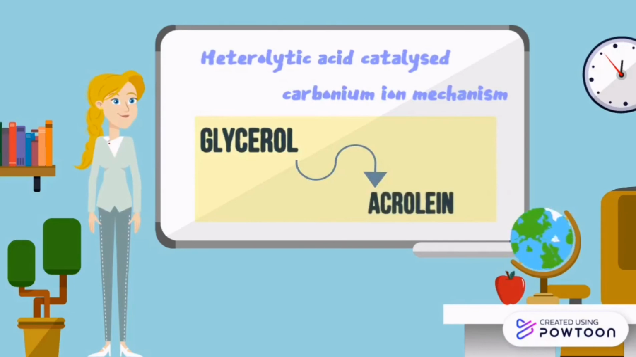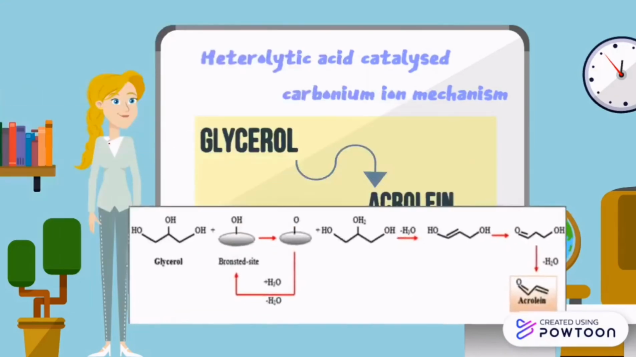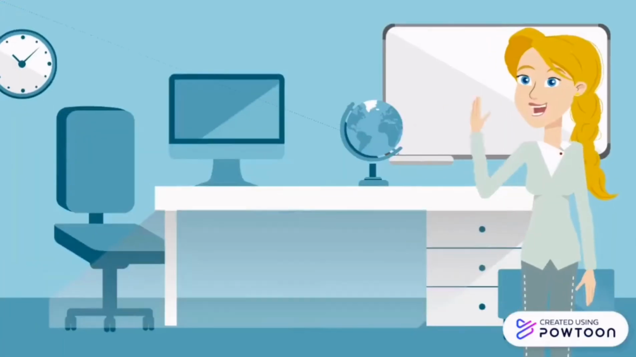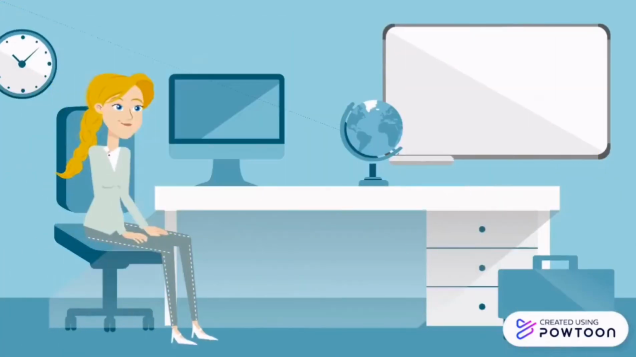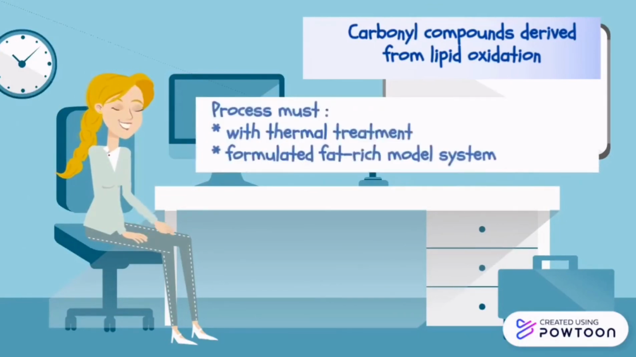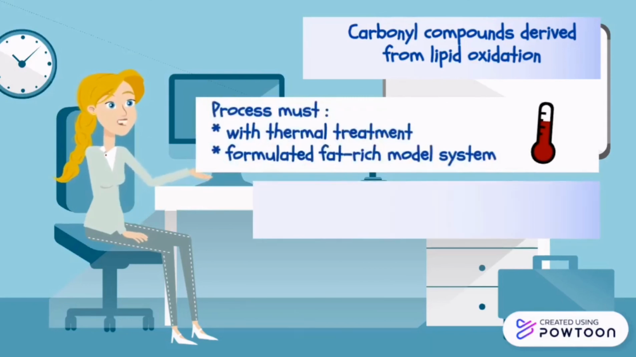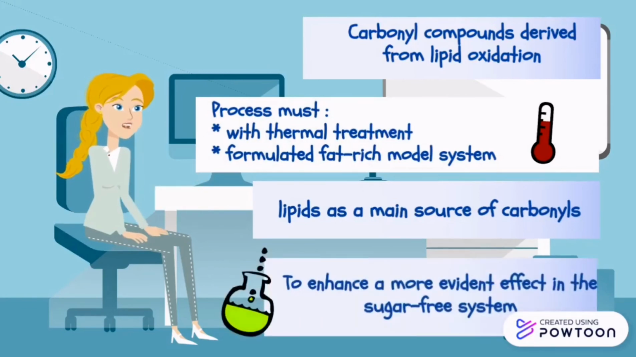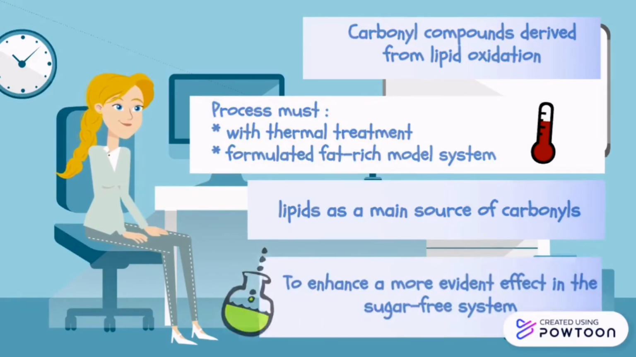Besides, acrolein can also be a product that forms from the oxidation of polyunsaturated fatty acids and degradation. During lipid oxidation, carbonyl compounds are derived from lipid oxidation and work in the formation of acrylamide. This process must be carried out with thermal treatment and a formulated fat-rich model system. The lipids will become the main sources of carbonyls to enhance a more evident effect in the sugar-free system.